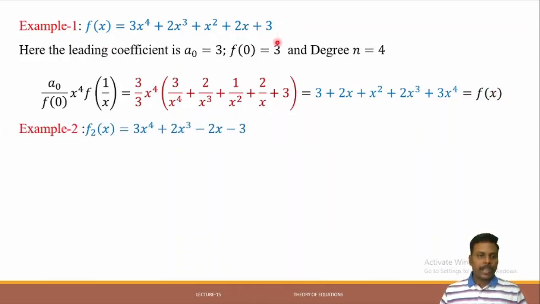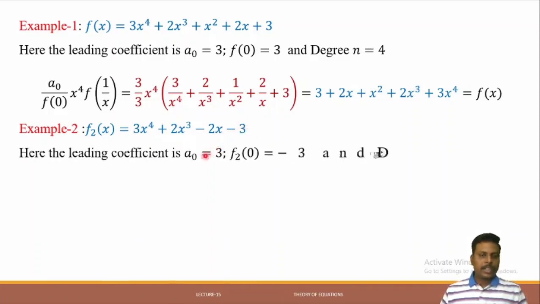Let us look at the second example. F2 of x is equal to 3x power 4 plus 2x cube minus 2x minus 3. Here the leading coefficient a naught is equal to 3 and f2 at 0 is minus 3.